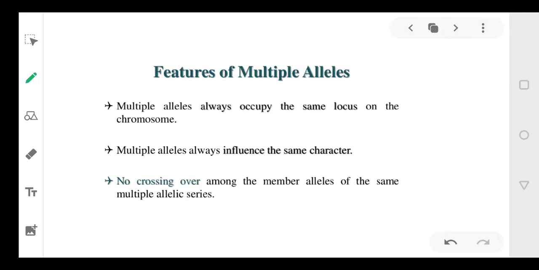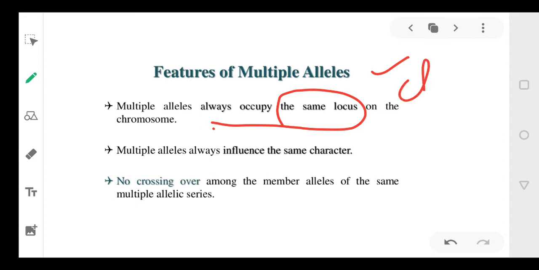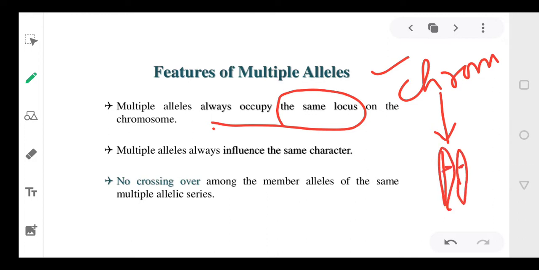Now we need to understand the features of multiple alleles. They are always present at the same locus. See, we have a chromosome, isn't it? So they will occupy the same position on the chromosome. Like this is the chromosome. All of them will occupy the same position on the chromosome. So they occupy the same locus.